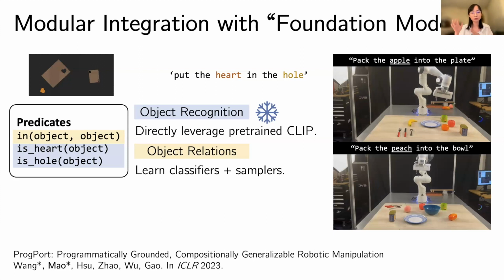Here I'm showing you 2 of the real-world manipulation tasks about packing an object into the plate and packing the peach into the bowl. It's worth noting that the objects being manipulated here, for example the apple and the peach, were never seen before during any of the demonstrations we provided to the robot. This kind of zero-shot generalization is directly achieved by leveraging the pre-trained and frozen CLIP model.